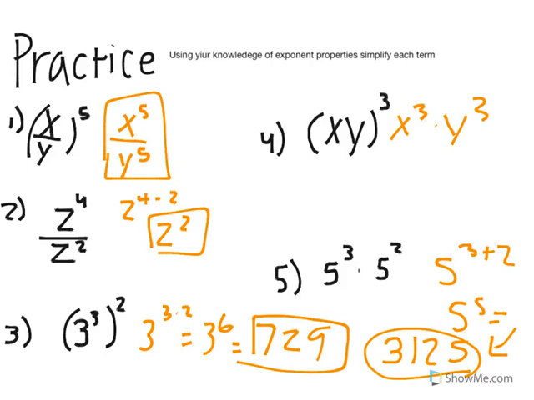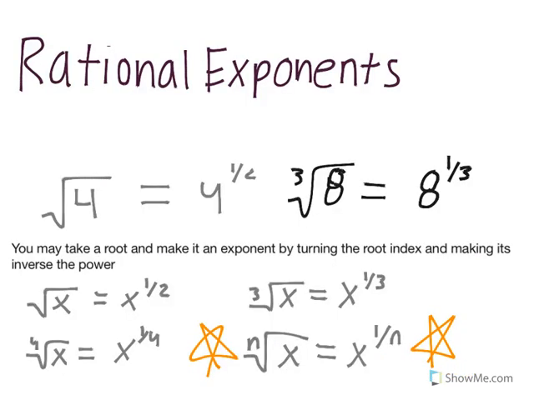For the fourth one, I got x to the third, y to the third. I separated them out and then individually raised them. And on number 5, I had 5 to the third times 5 to the second. I added the powers, and I got 5 to the fifth, which is equal to 3,125.